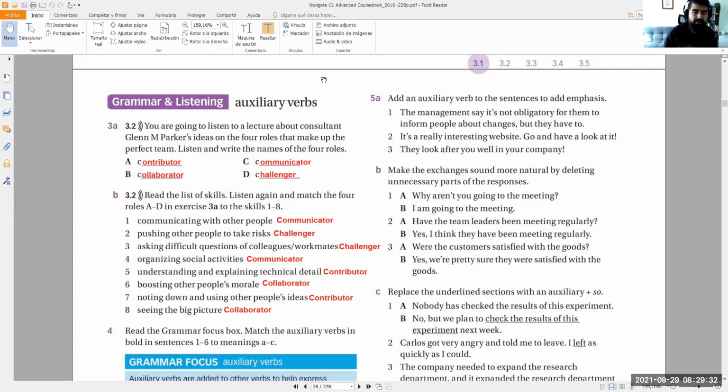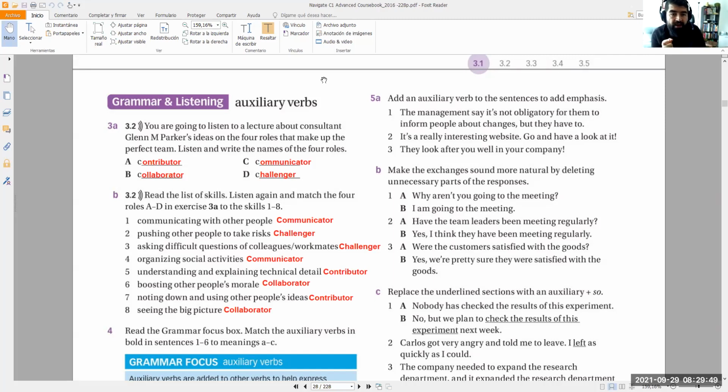But once again, where is the do in that case? We put the auxiliary did: the management did say it's not obligatory for them to inform people. That could be one option. I understand, that could be one option.